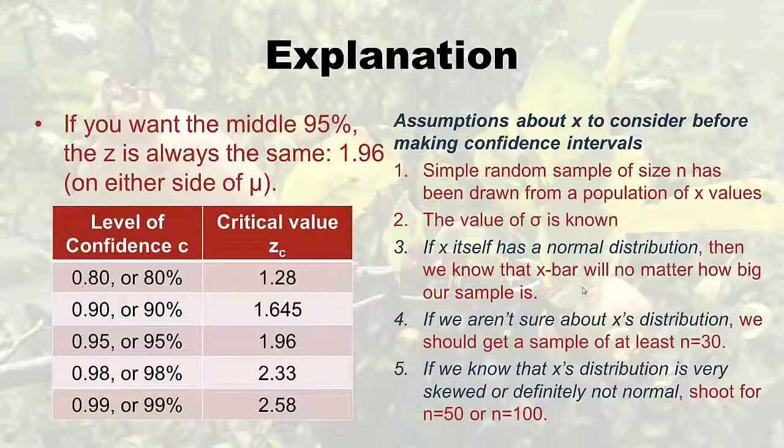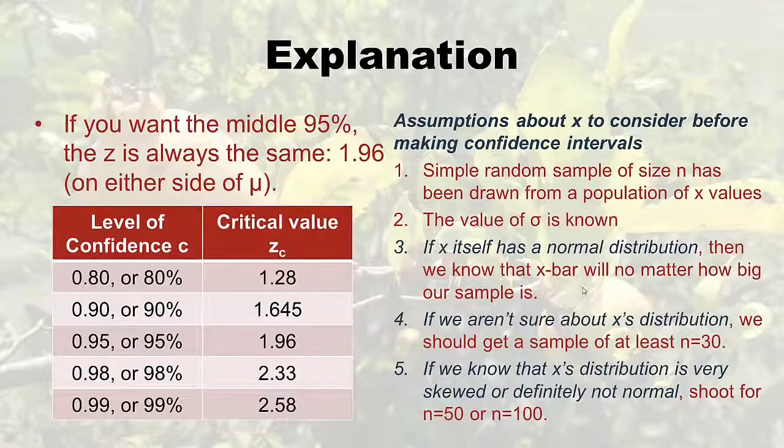So you're trying to get a simple random sample of a particular size from a population of X values that are hopefully normally distributed. Because as you can see under 3, if X itself has a normal distribution, then we know that X bar will have a normal distribution no matter how big our sample is. So we like it if we're drawing from a population of X values that has a normal distribution. Oh, and also 2 says we have to know the value of the population standard deviation. So if we're doing that, and especially if we meet 3, that X itself has a normal distribution, we're really excited about making our confidence interval because we know it'll work really well.